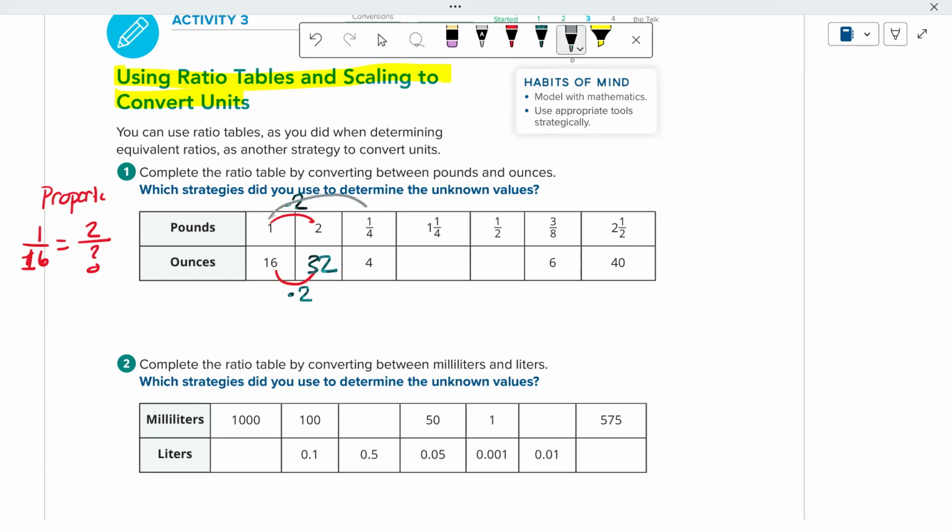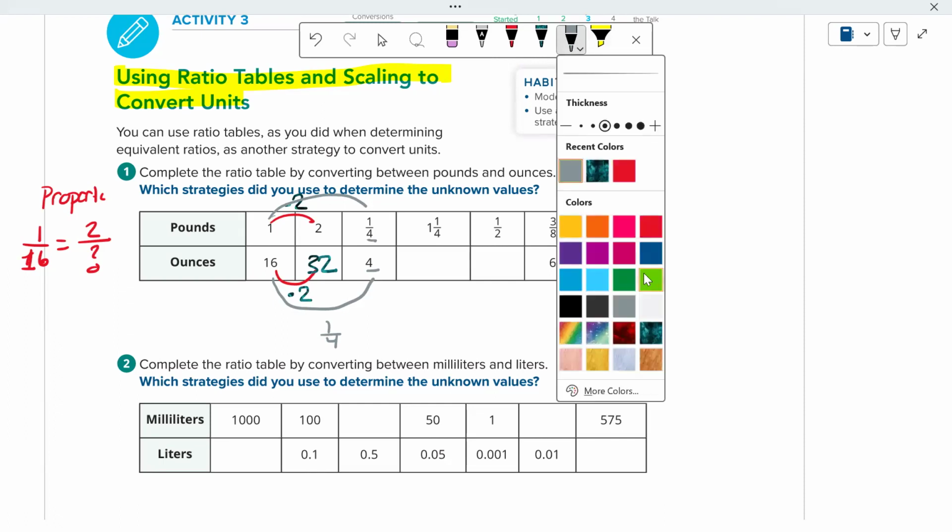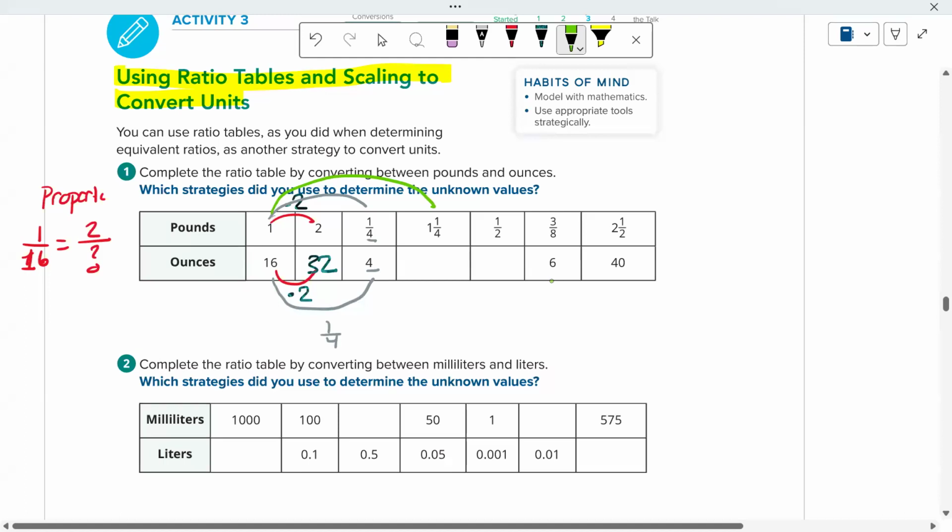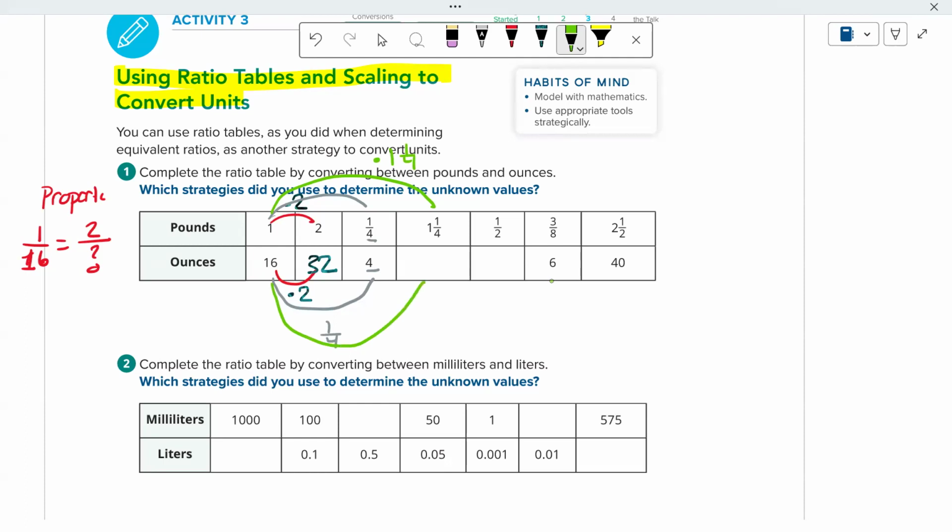How did 1 become 1/4? You multiply by 1/4. So 6 times 1/4 is 4, which is already stated here. Let me change colors. Let's try green. So once again, how did 1 become 1 1/4? You multiplied by 1 1/4. So whatever we do to the numerator, we do to the denominator. Notice it's the constant pattern over and over.